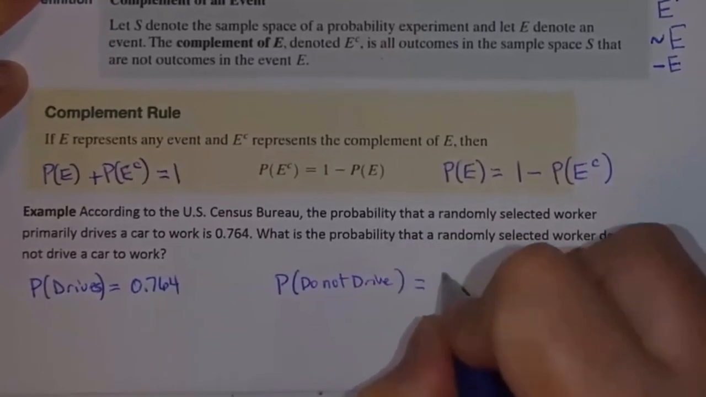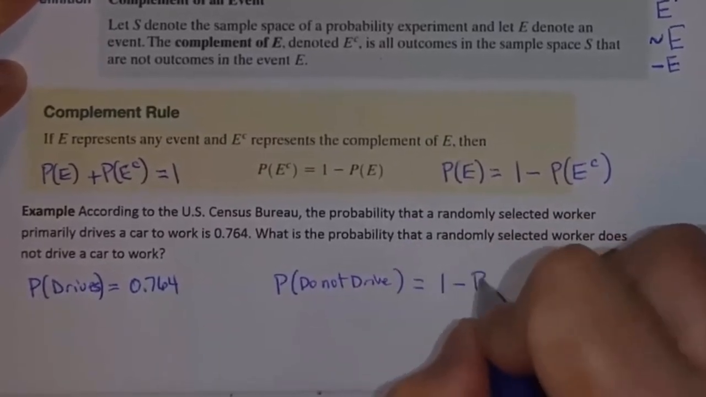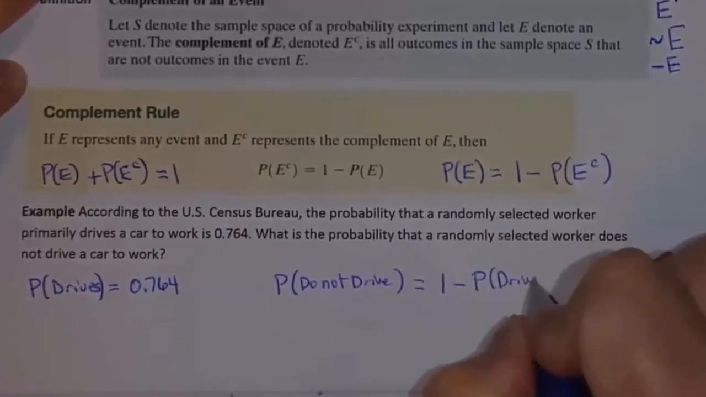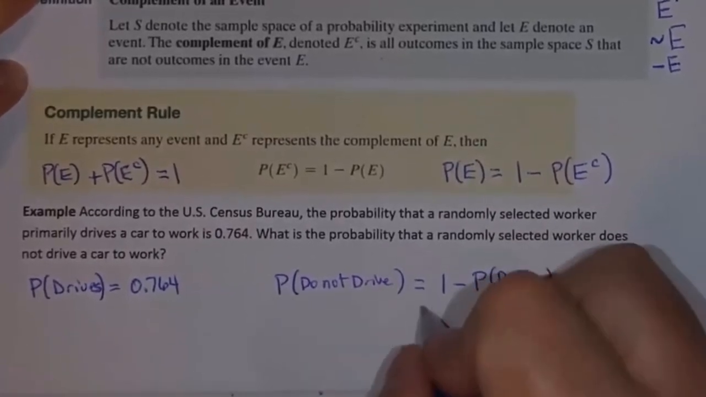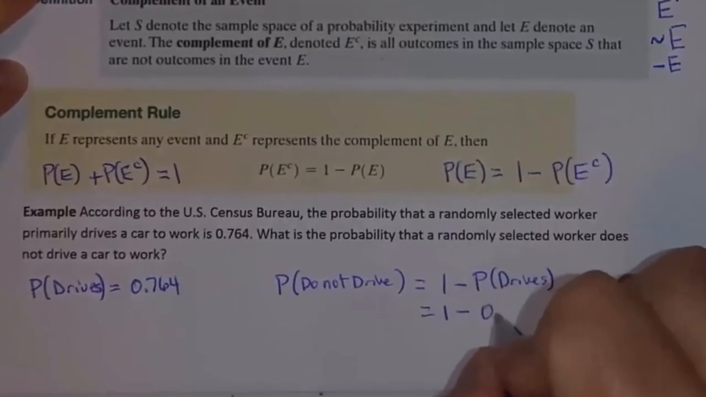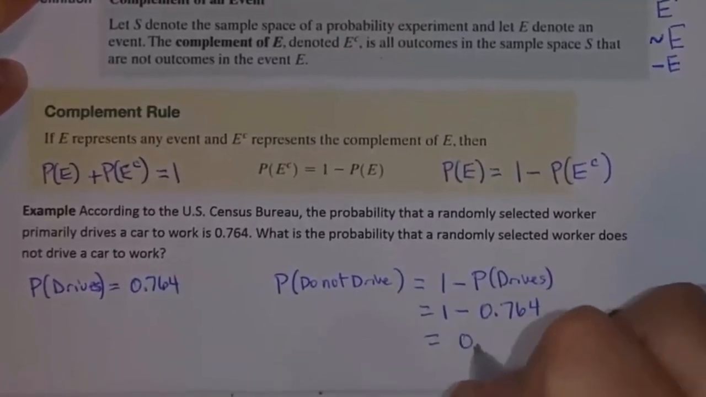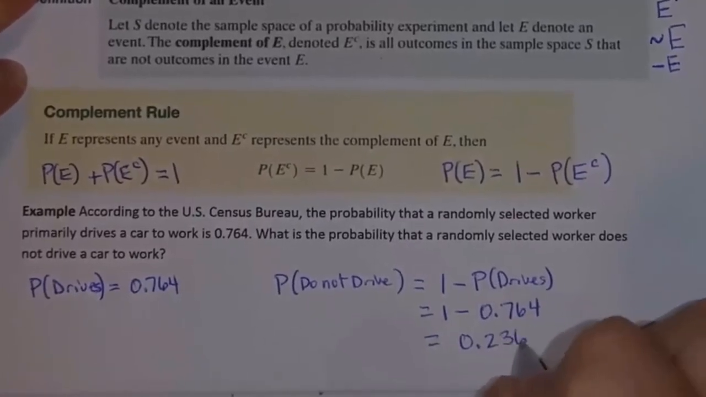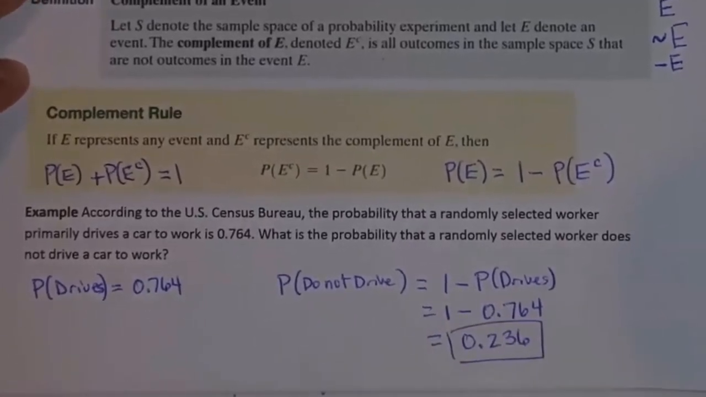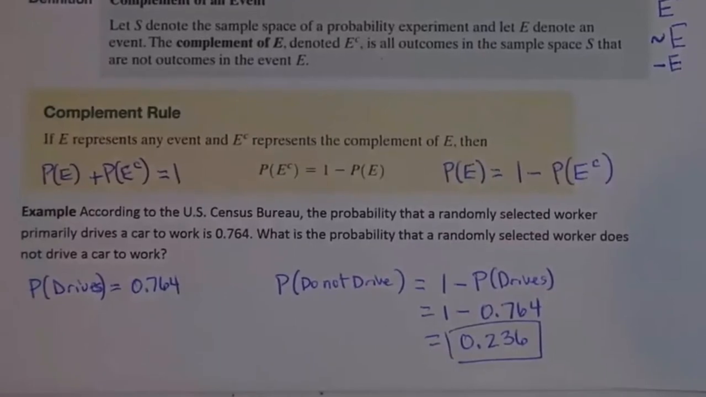So the probability that they do not drive to work is going to equal 1 minus the probability that they drive to work. So that's going to be 1 minus 0.764, which would be 0.236. So if the probability that a randomly selected worker drives to work is 0.764, then the probability that a randomly selected worker doesn't drive to work is 0.236.